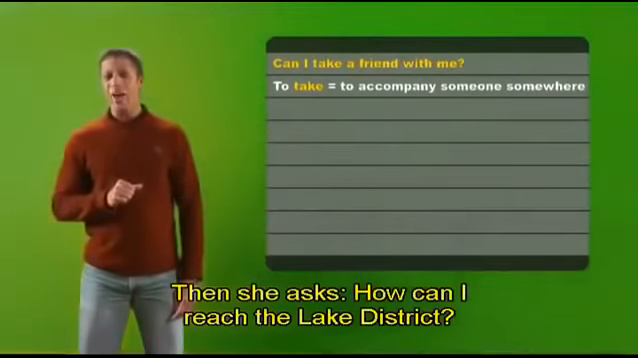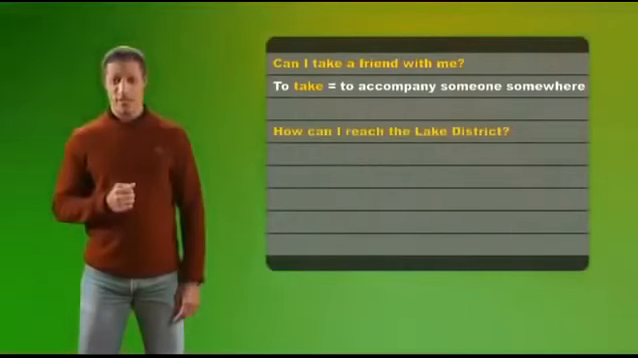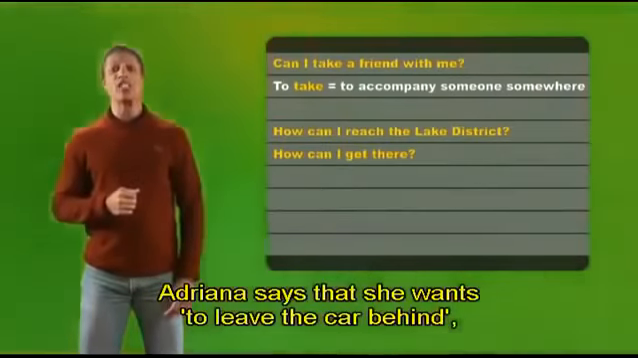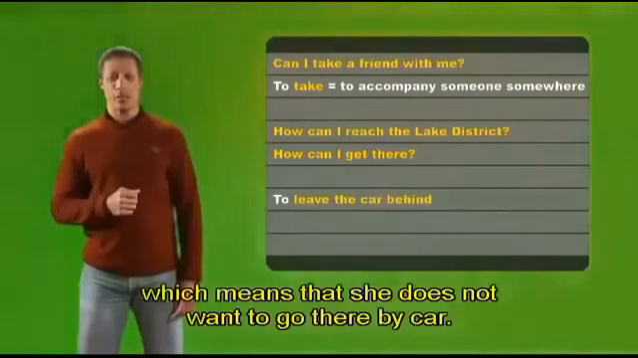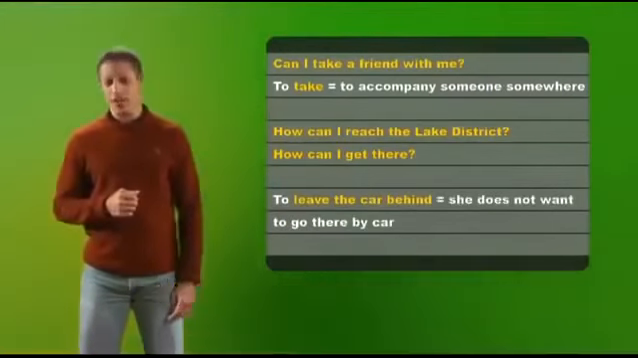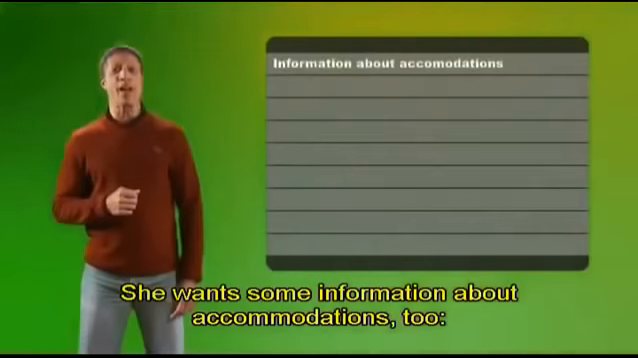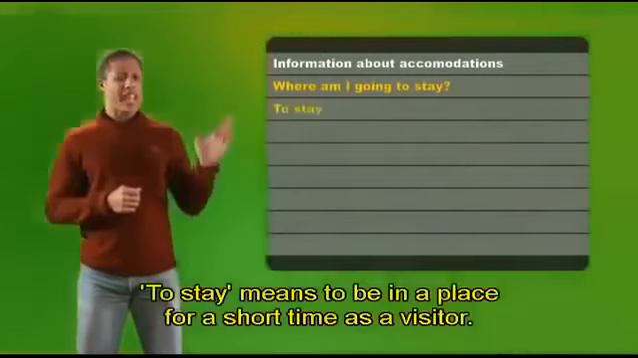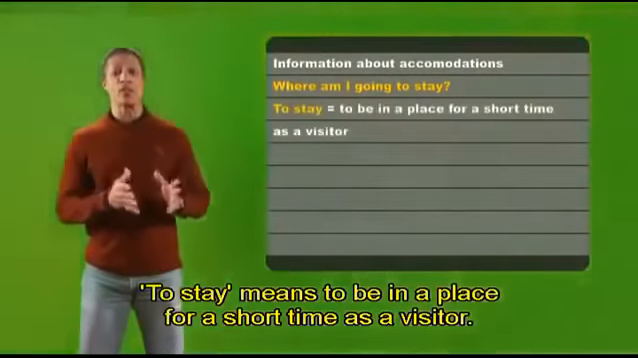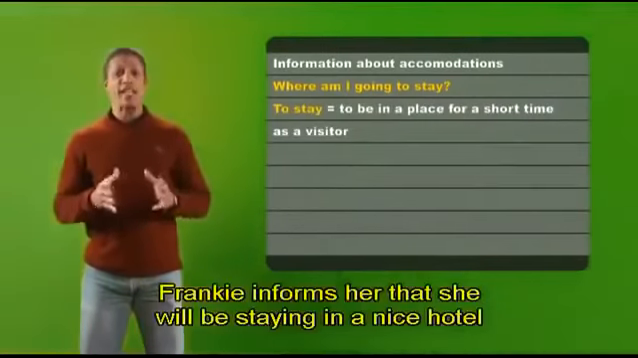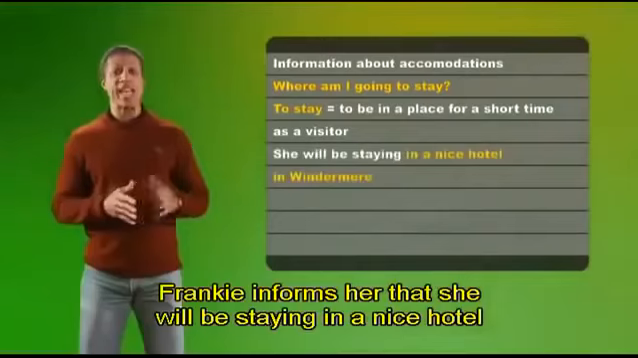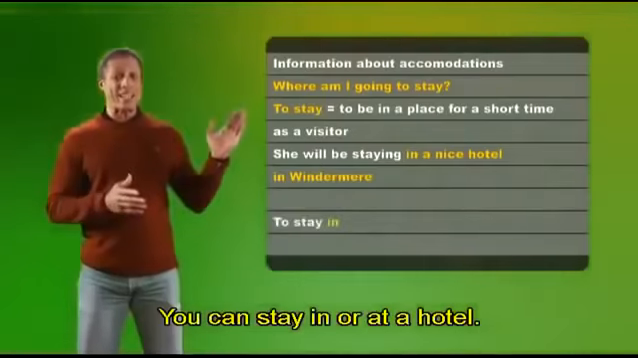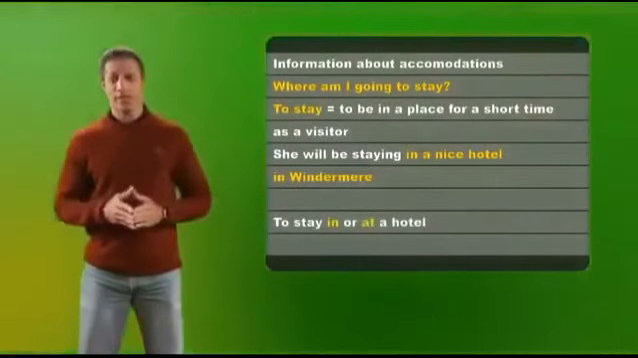Then she asks, how can I reach the Lake District? You can also say, how can I get there? Adriana says that she wants to leave the car behind, which means that she does not want to go there by car. She wants some information about accommodations too. Where am I going to stay? To stay means to be in a place for a short time as a visitor. Frankie informs her that she will be staying in a nice hotel in Windermere. You can stay in or at a hotel.